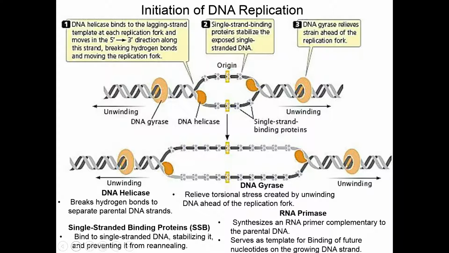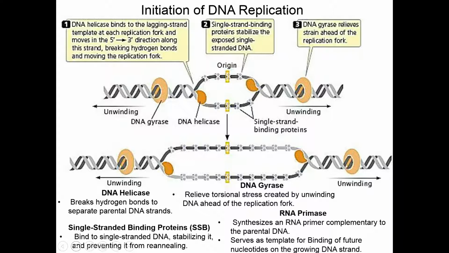and it moves along the DNA in the 5' to 3' direction. And it unzips the DNA, breaking hydrogen bonds, opening up this replication fork. Now you have a part of the chromosome that's open, and single-stranded.